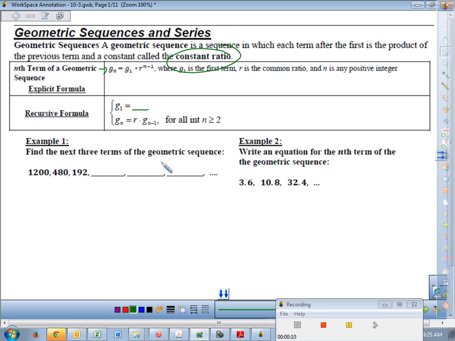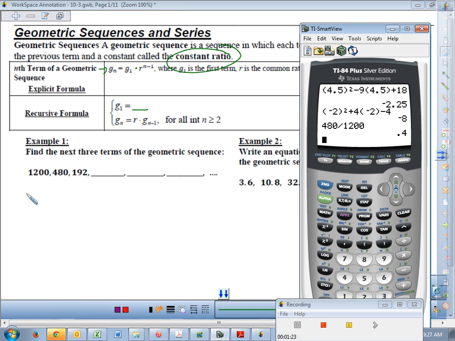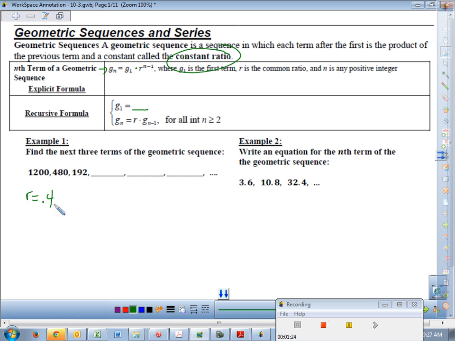Find the next 3 terms in the geometric sequence. Here's the first term, second term, third term. What do we got to know before we can find all these terms? What that ratio is, right? How do you find it? Take any term divided by the previous term right before him. So let's take 480 divided by the 1200. If you get a decimal that's clean like that, we'll just use it. Let's jot him down that our common ratio is 0.4.